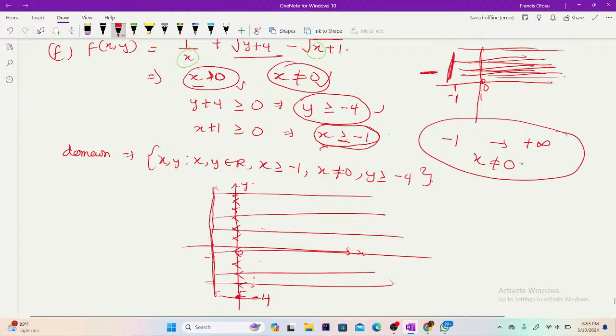So let me write here -1, then here becomes -4, right? So these are the boundaries, and here is 0. You know that at 0 our function doesn't become defined, right?